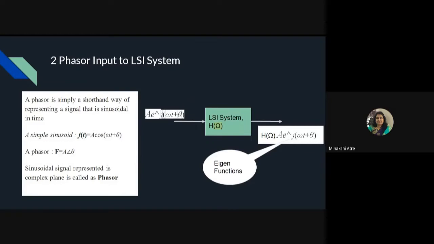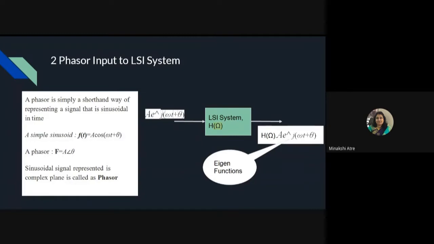Phasor is very important because it's the shorthand representation of a signal that is sinusoidal in time. We can represent the sinusoid with this f of t function, which is A cos omega t plus theta, and the same can be represented as capital F, which is the magnitude A and the phase theta. A sinusoidal signal represented in the complex plane is nothing but the phasor. In a way, it is Euler's identity, a form of the sinusoidal signal, and it's important to understand the complex nature of the signal.